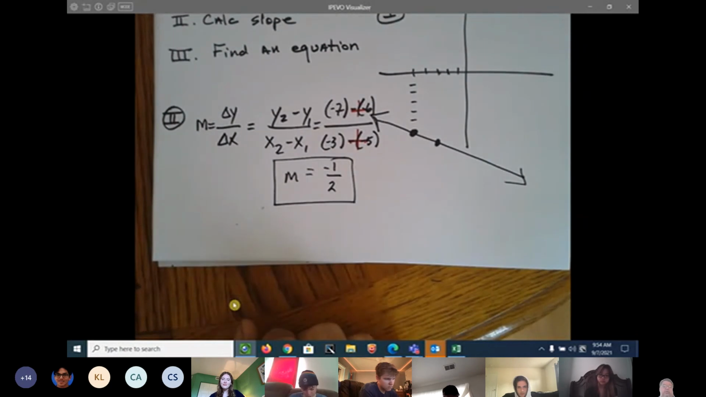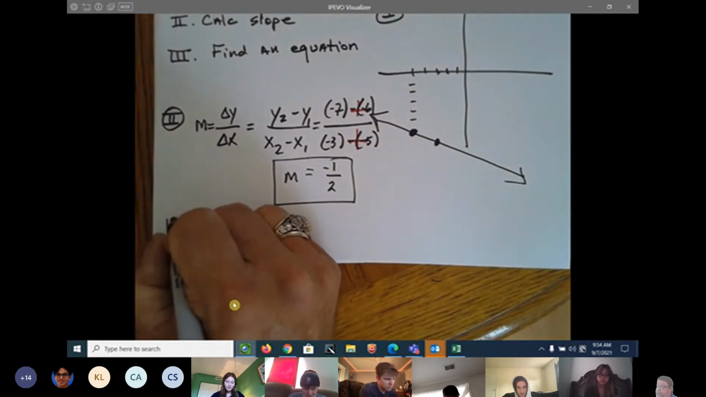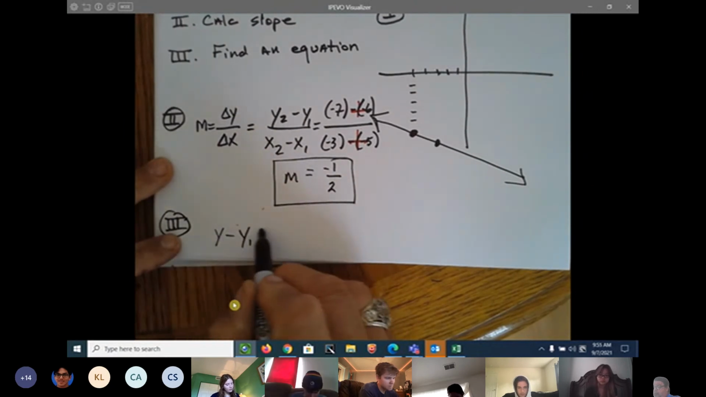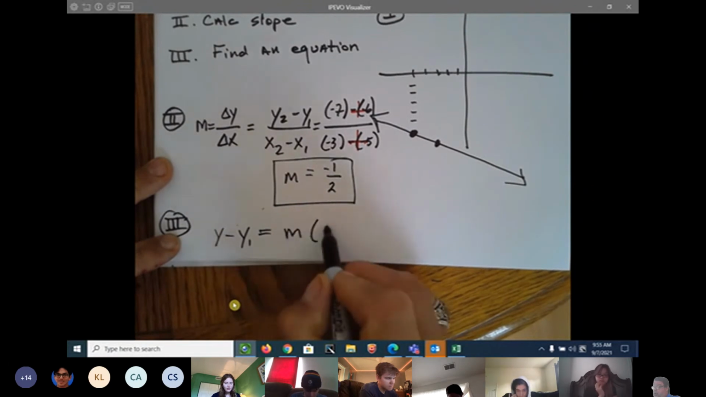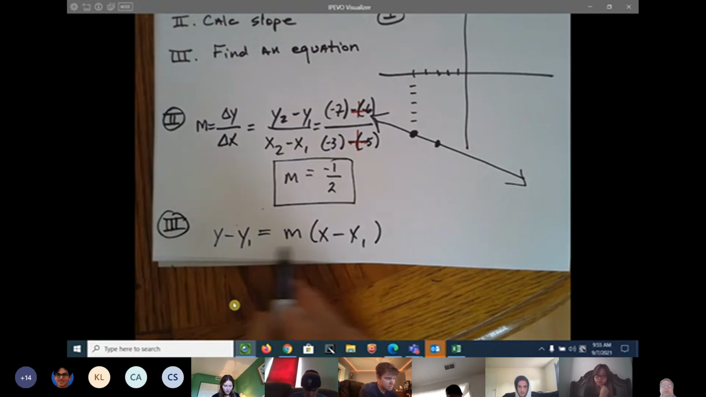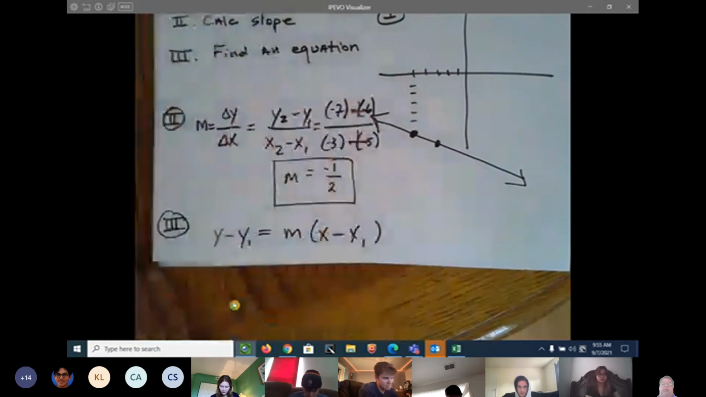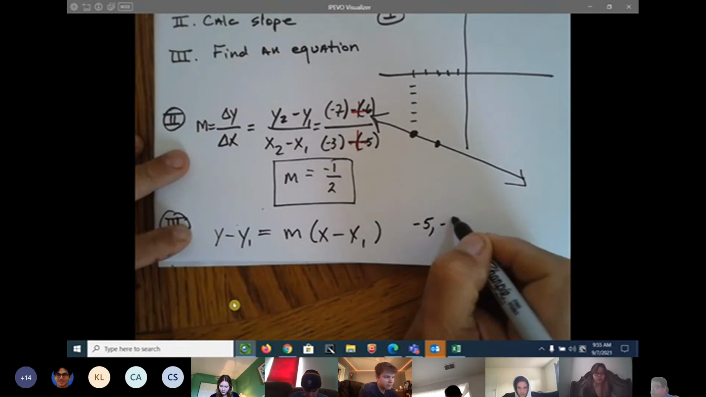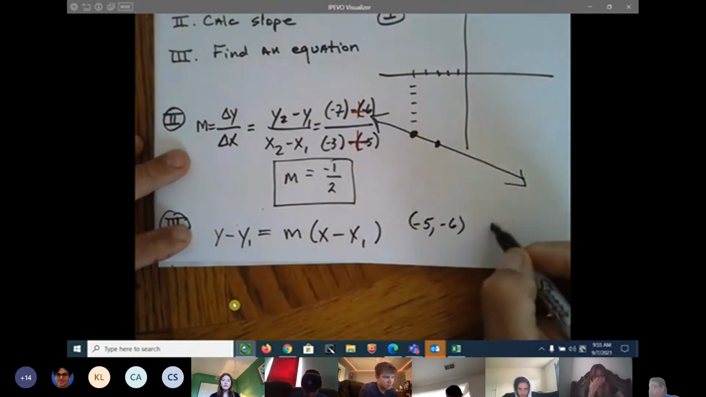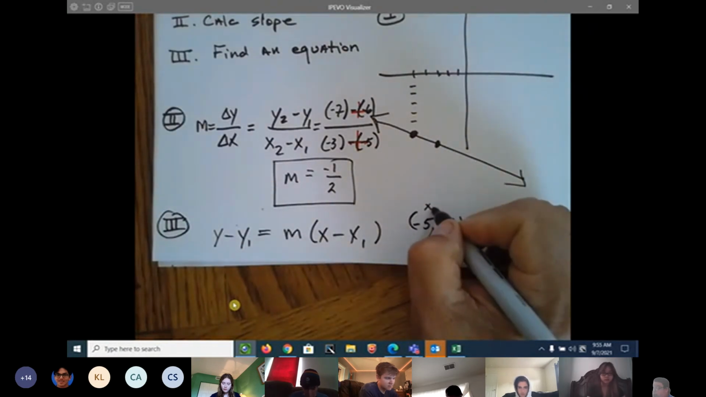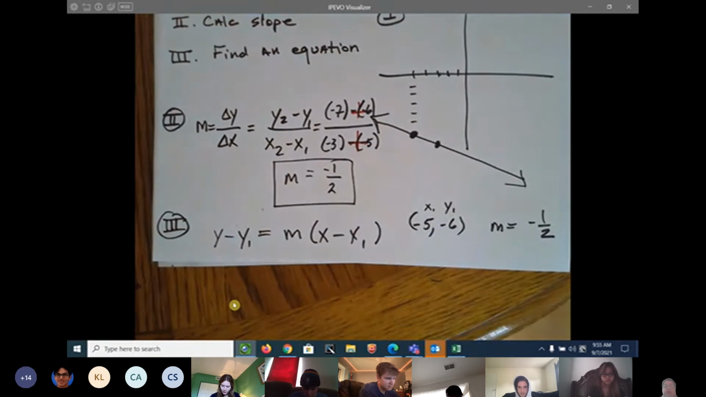now we need to find an equation. Y minus y sub 1 is equal to M times X minus X sub 1. And that is the point slope equation. You need a point. I'm going to pick -5, -6. And slope is equal to -1/2. And this is X sub 1. This is Y sub 1. Plug and chug and simplify.